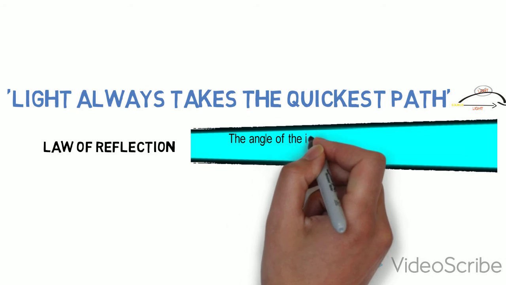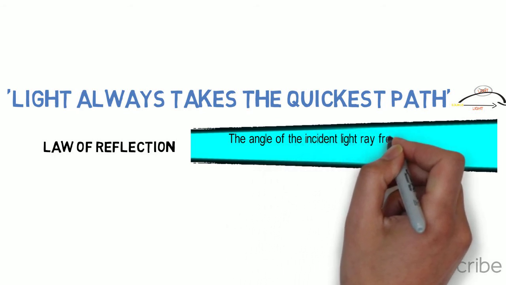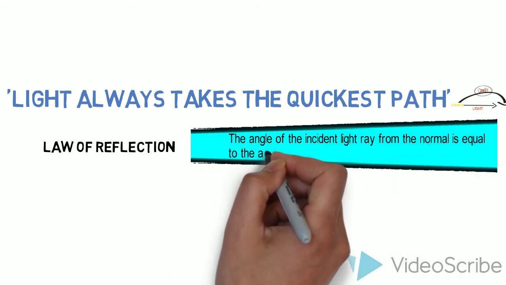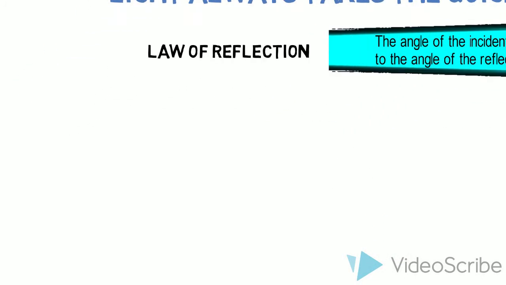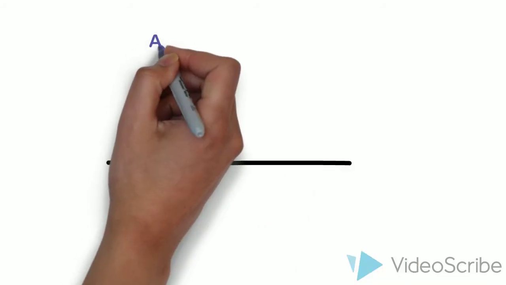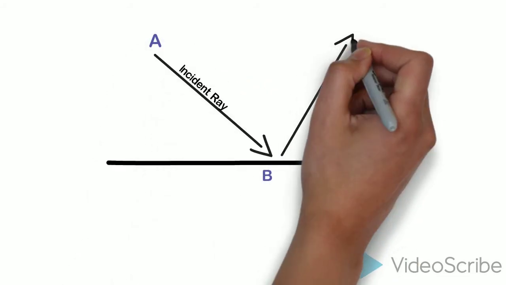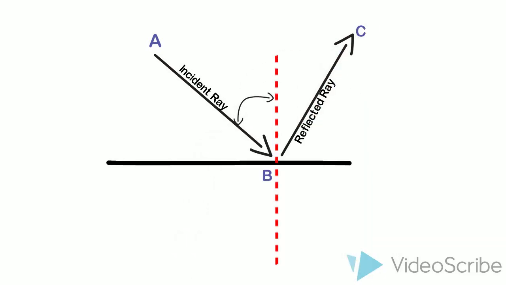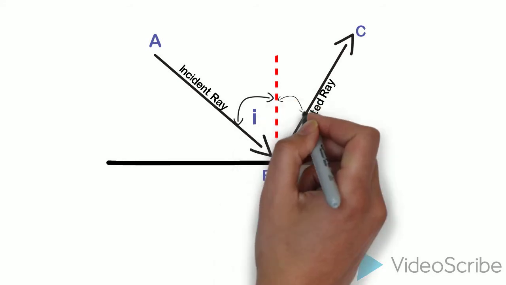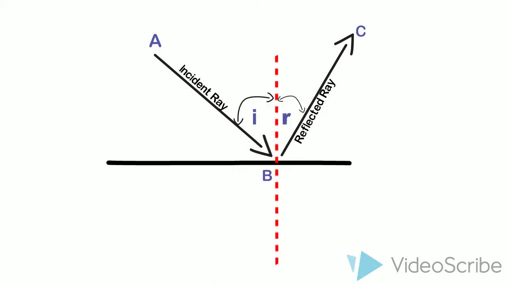The law of reflection states that the angle of the incident light ray from the normal is equal to the angle of the reflected light ray from the normal. To understand this better, let's take a reflective surface and light traveling from source A that reflects at B and reaches the receiver at C. Let's draw a normal at B with I being the angle of incidence made by the incident ray with the normal and R being the angle of reflection that the reflected ray makes with the normal.